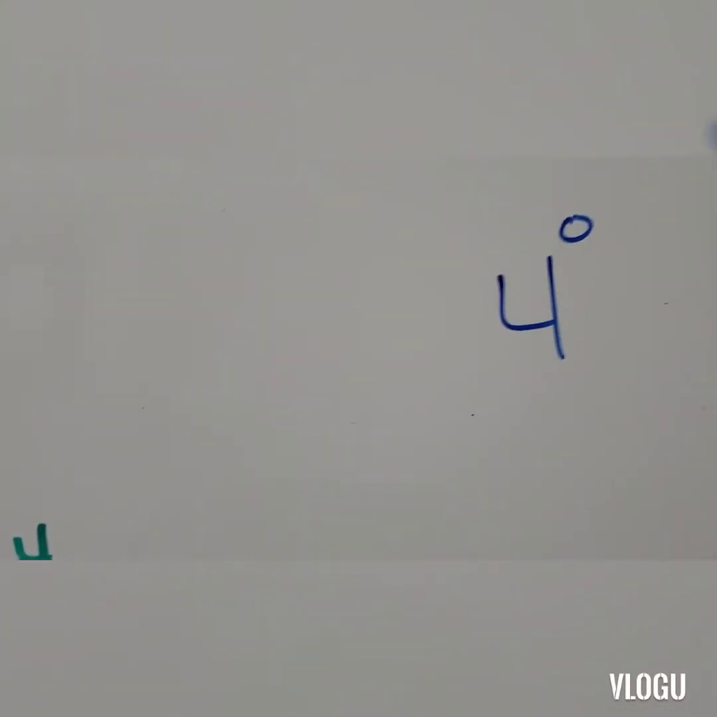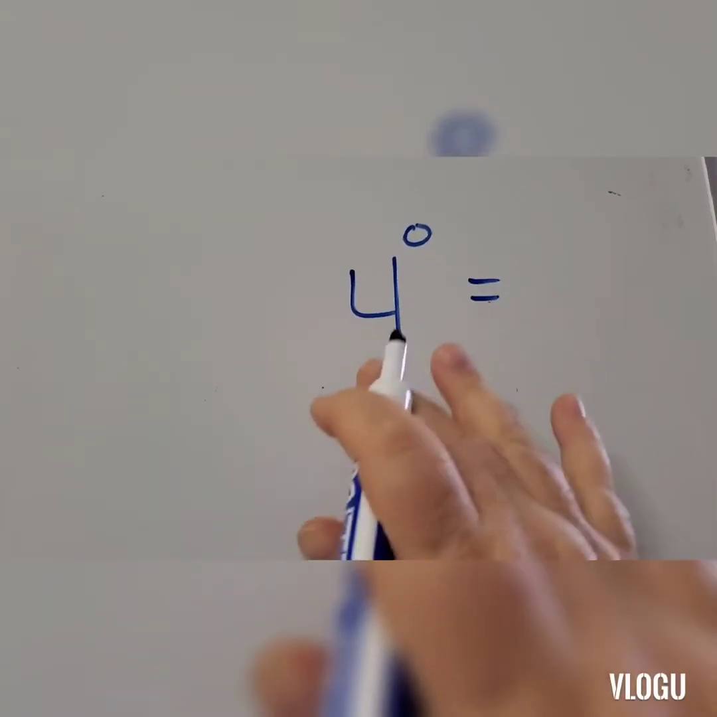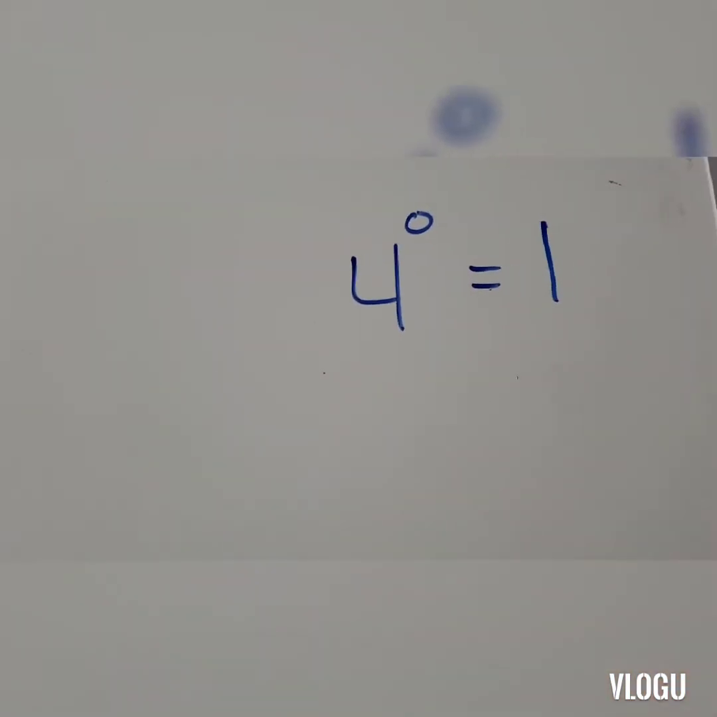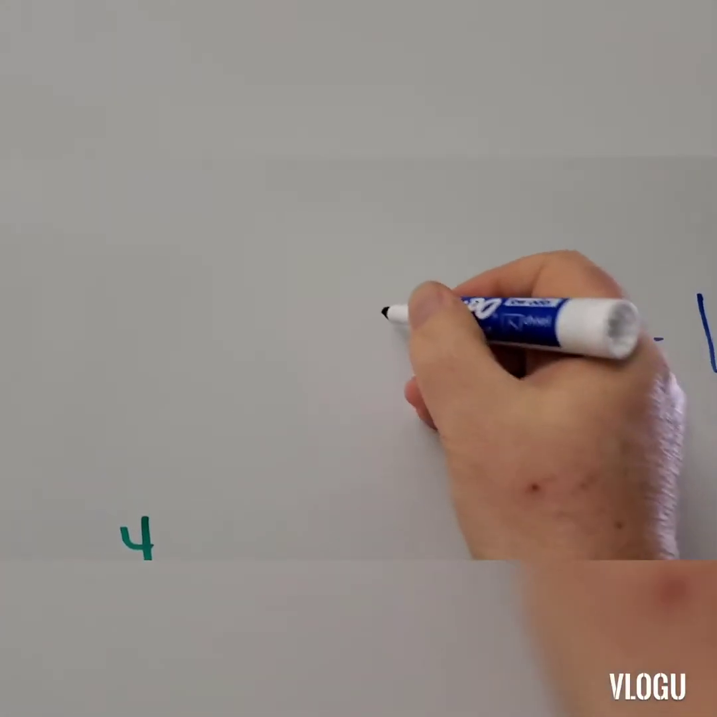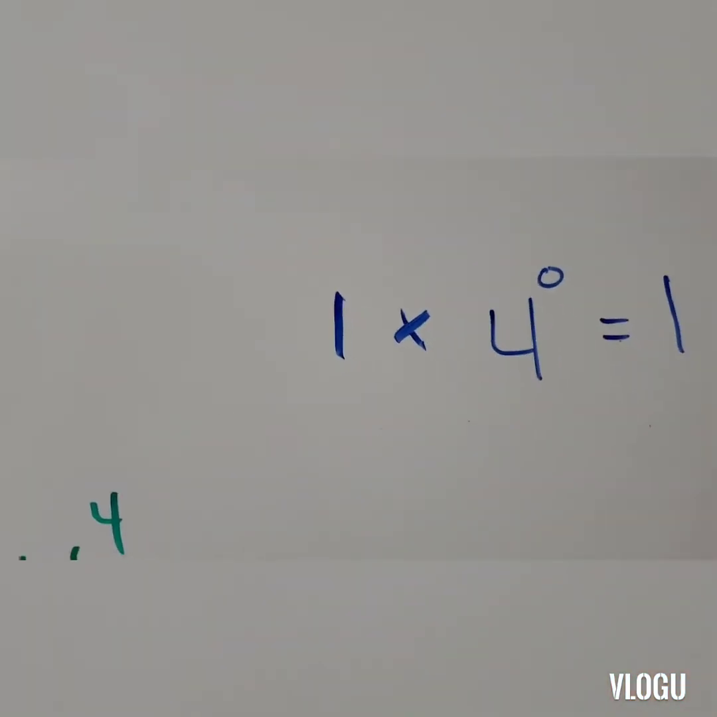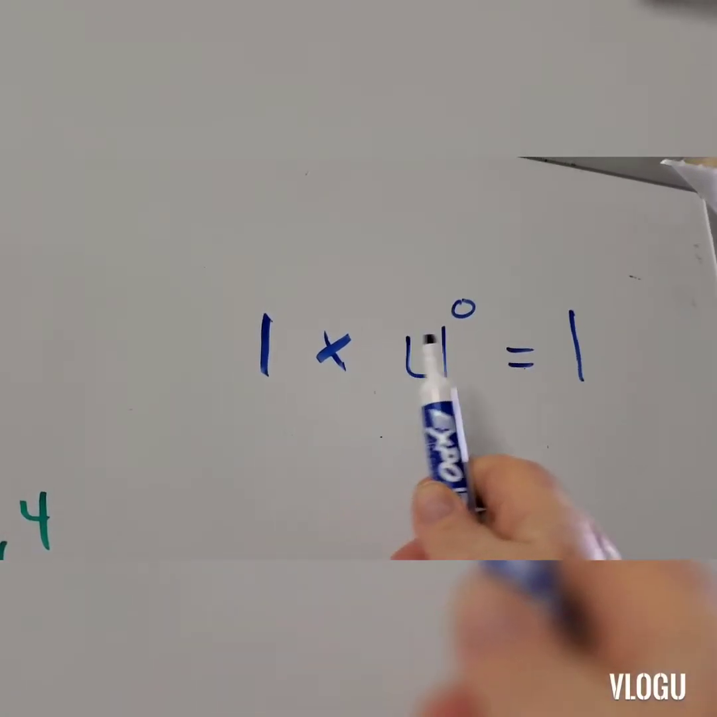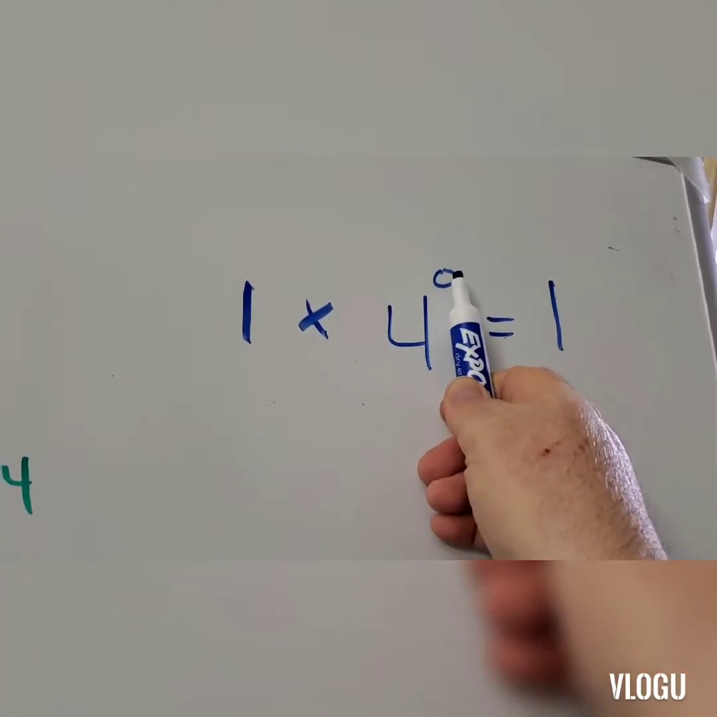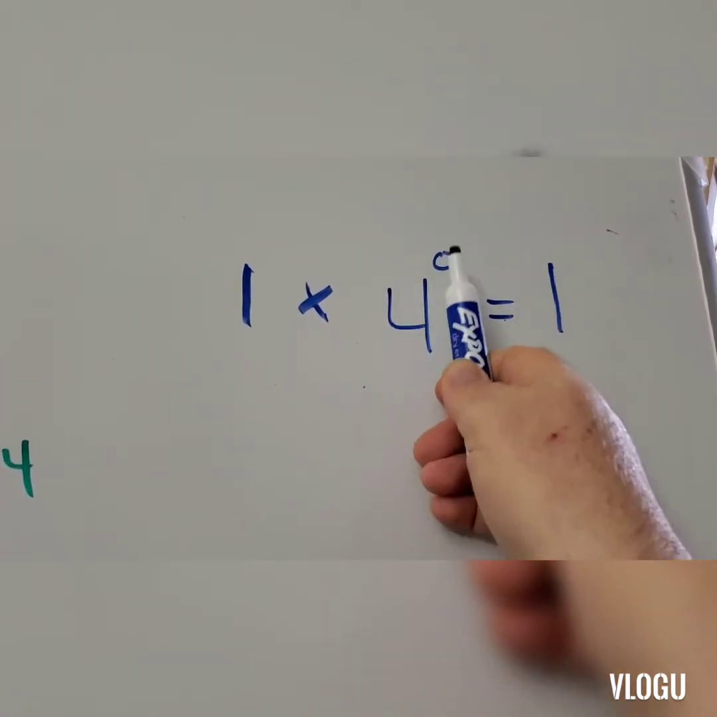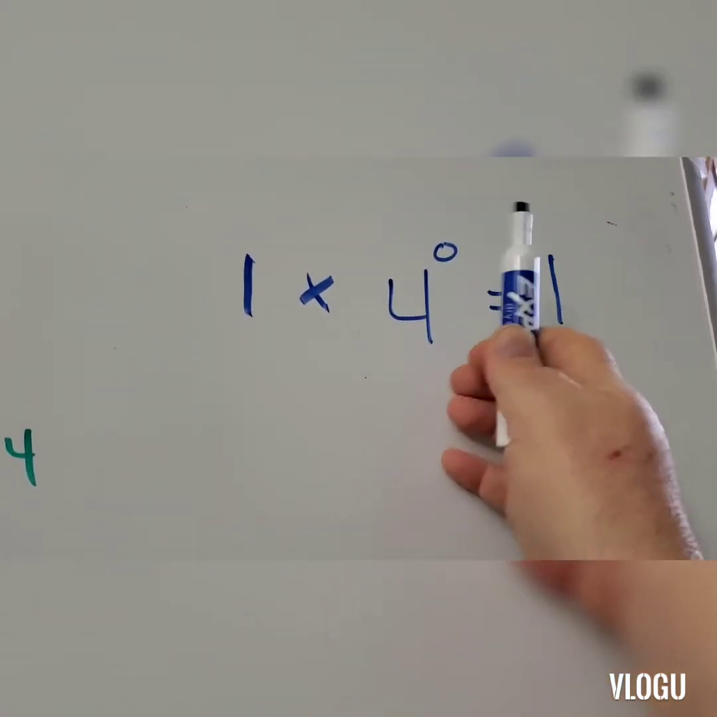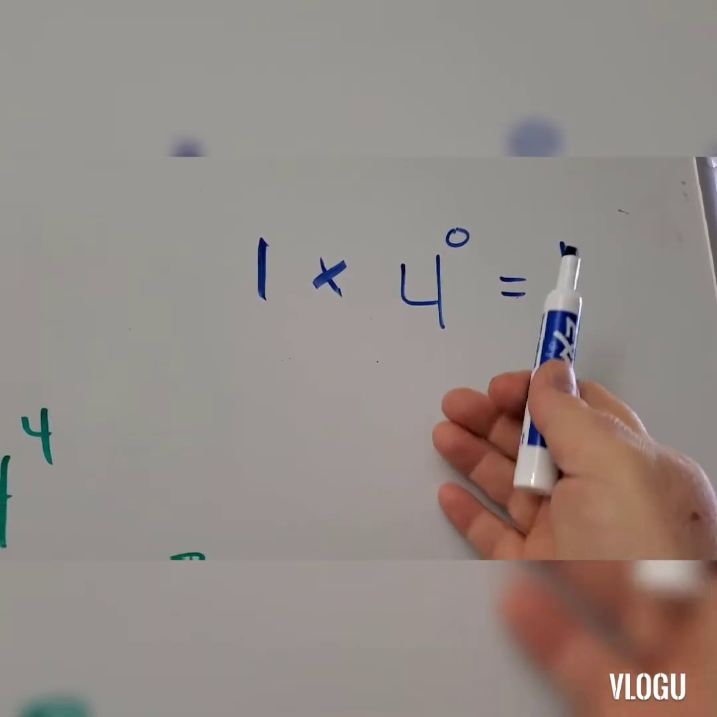4 to the power of 0 is equal to... Did you say 0? Wrong. It is not. Anything to the power of 0 is 1. And that's because of that invisible 1 times. This says it's 1 times 4 times itself, no times. 4 times itself, no times, doesn't equal 0.